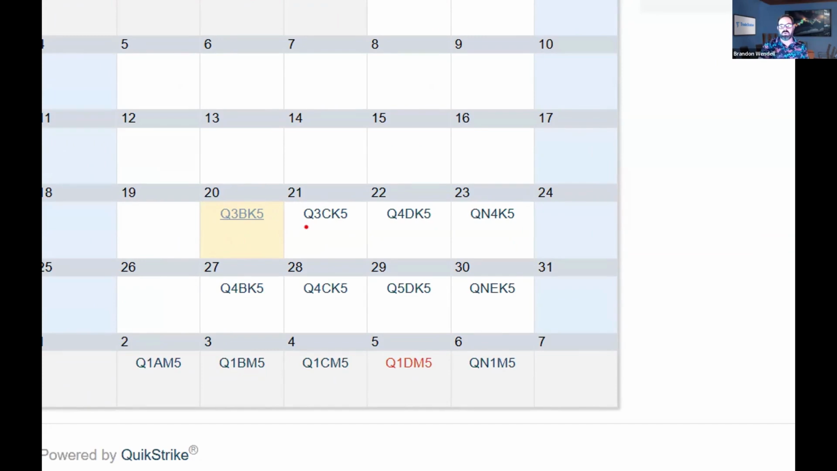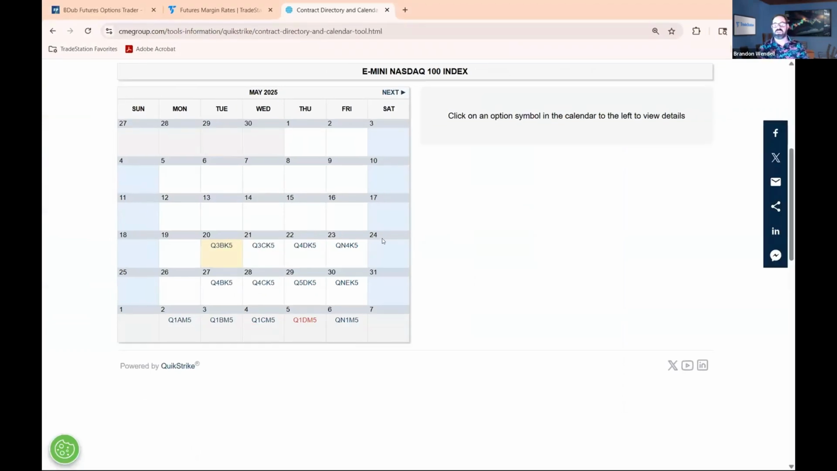You'll see the symbol Q3CK5. That is the NQ third week, May 2025. Sorry, K is May, 5 is the year. This is week 4, the NASDAQ week 4 options. Or notice, NASDAQ first week, June 2025. M is June. So they use the same letters as the futures do for the months.